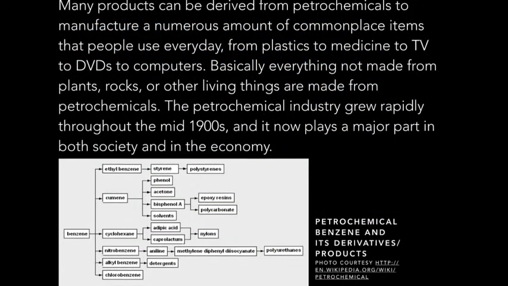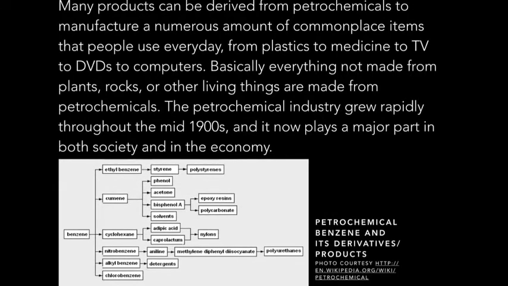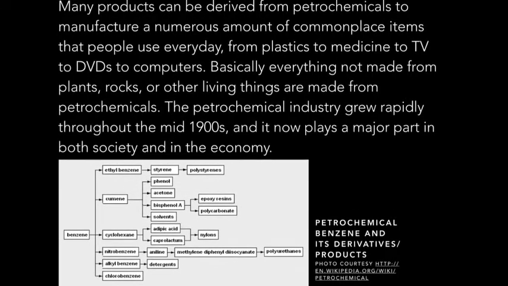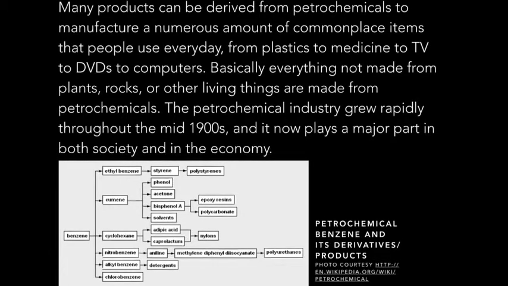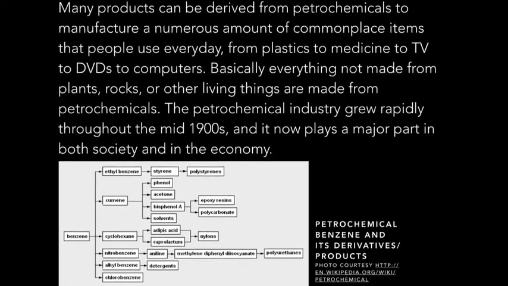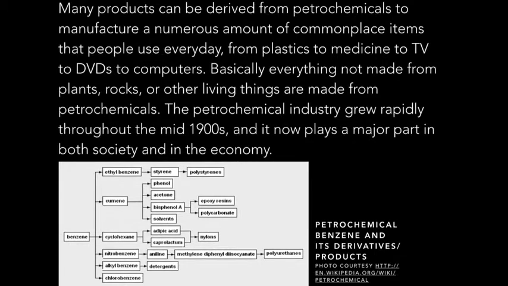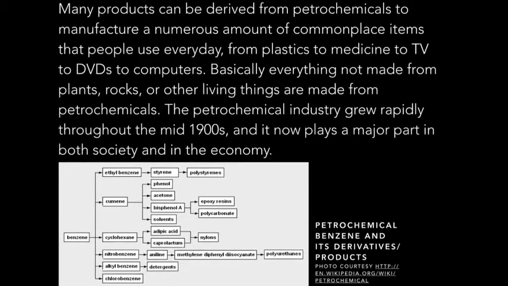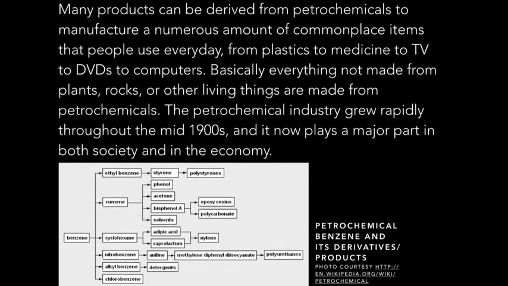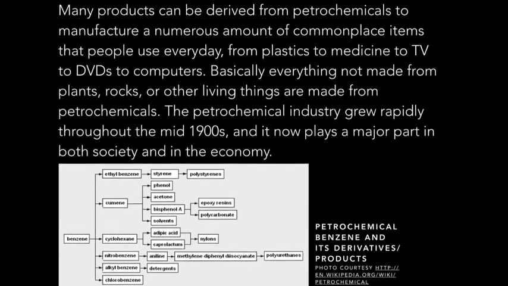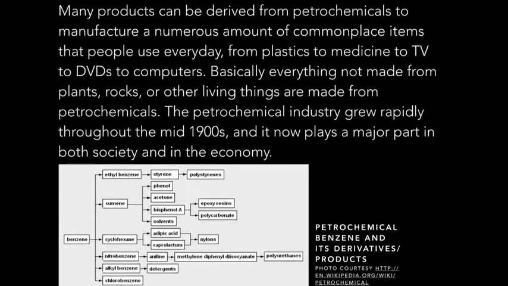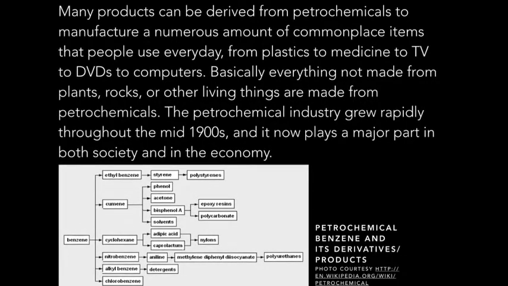Many products can be derived from petrochemicals to manufacture a numerous amount of commonplace items that people use every day, from plastics to medicine to TV to DVDs to computers. Basically, everything not made from plants, rocks, or other living things is made from petrochemicals. The petrochemical industry grew rapidly throughout the mid-1900s, and it now plays a major part in both society and in the economy.